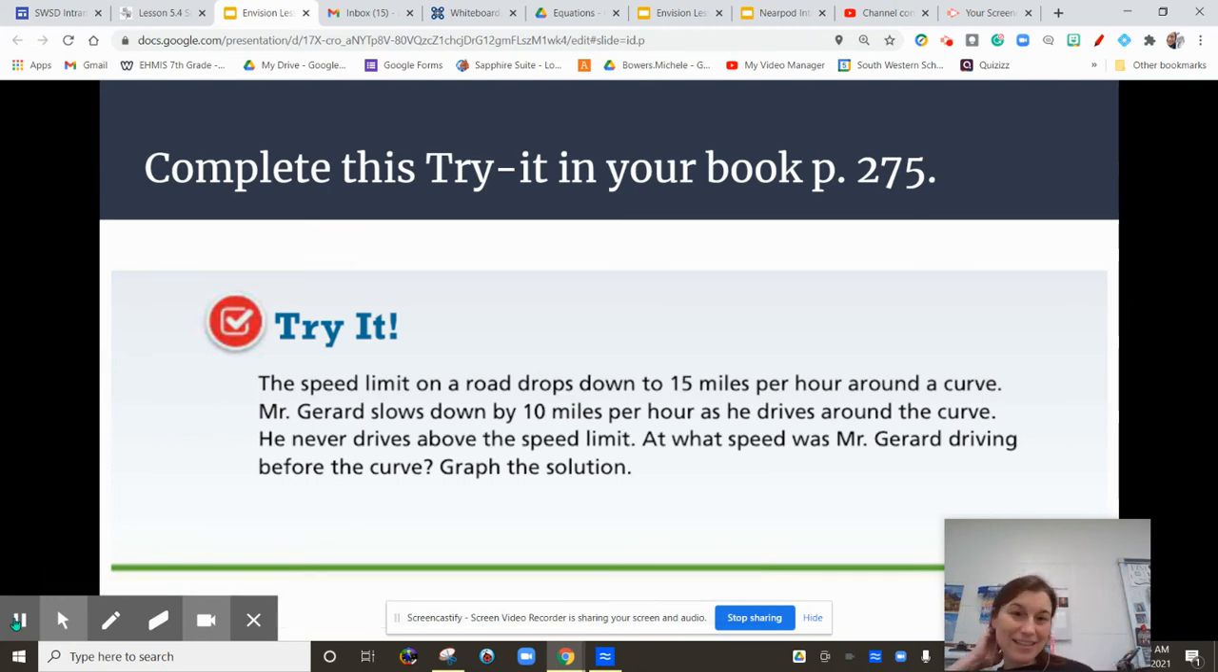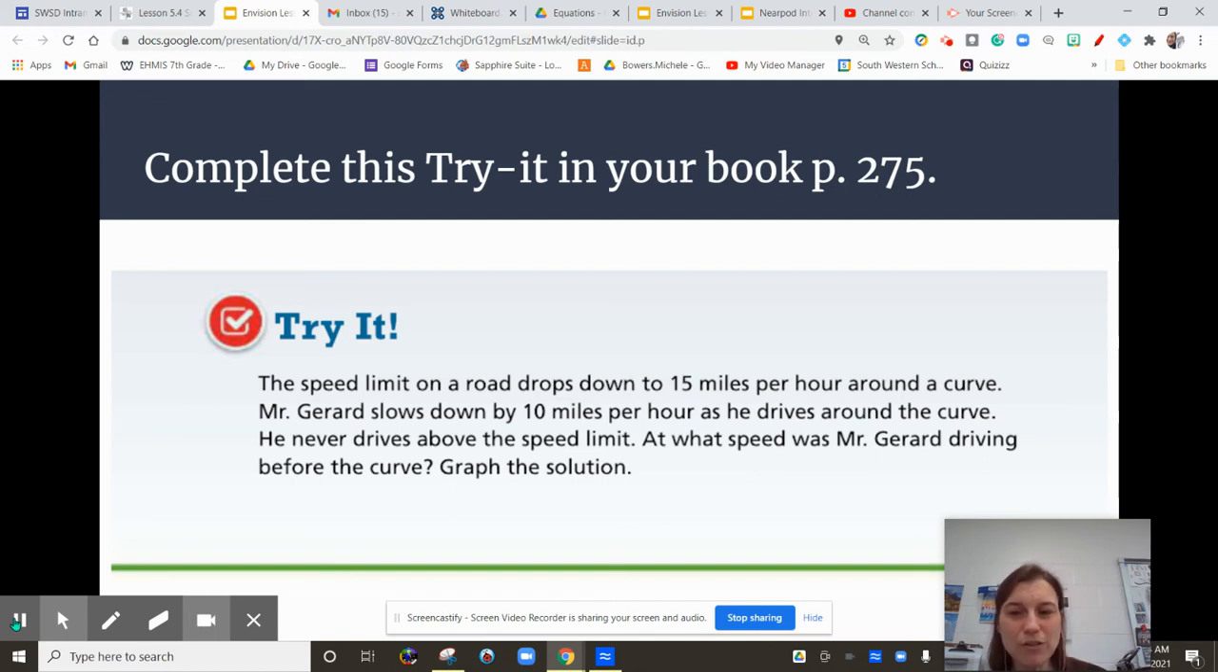So the speed limit on a road drops down to 15 miles per hour around a curve. Mr. So-and-so slows down by 10 miles per hour as he drives around the curve. He never drives above the speed limit. Good for you. At what speed was this guy driving before the curve?